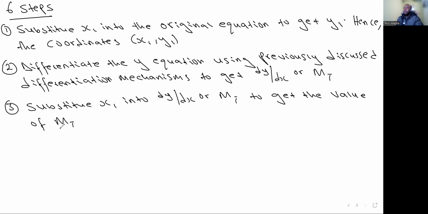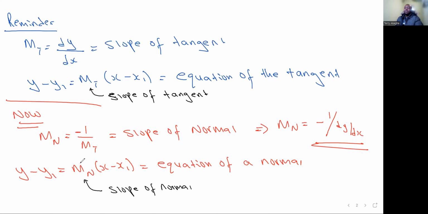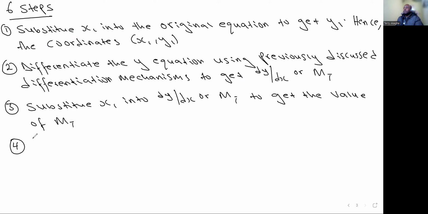So now you've gotten the value of mt, but remember that because we're trying to find the equation of the normal, we don't need mt. What we need is mn, okay? So to find mn, we have to find the negative inverse of mt. So that's the next step: we're going to find mn by solving the negative inverse of mt.